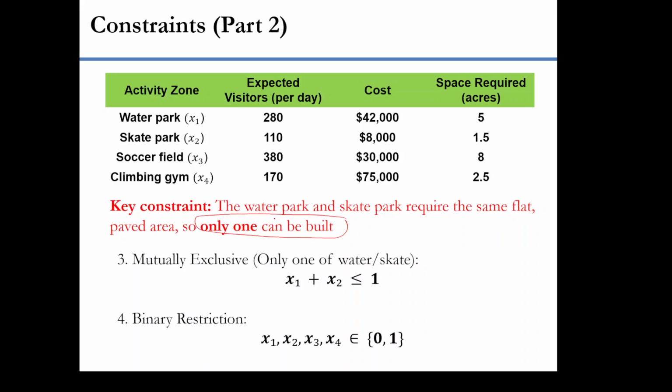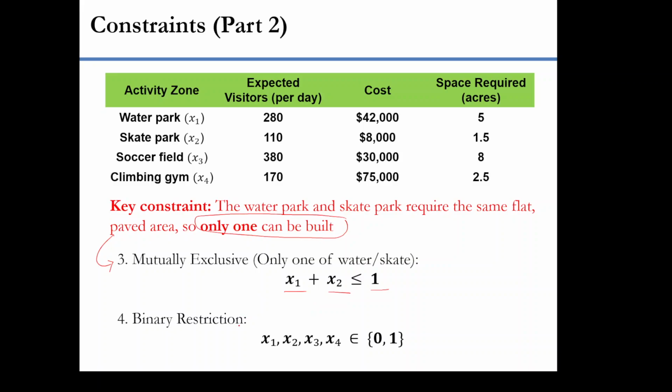So we have the water park, which is x1, and then the skate park, which is x2. This type of constraint is called the mutually exclusive constraint. The types of constraints used in integer programming are very important, and I'll explain them to you in a bit. But right now, understand that these two are mutually exclusive, that either one or the other can be built. I'll discuss the truth table for it in a minute.